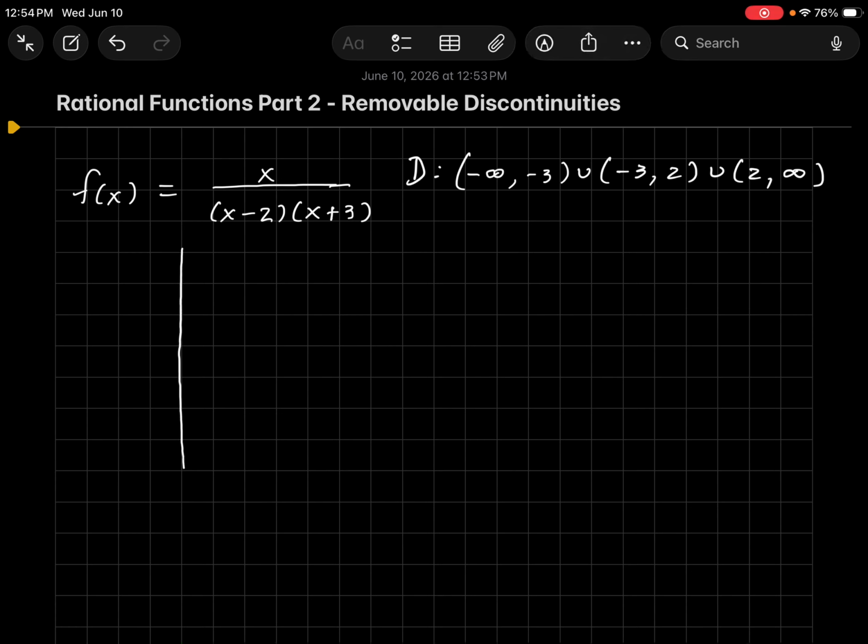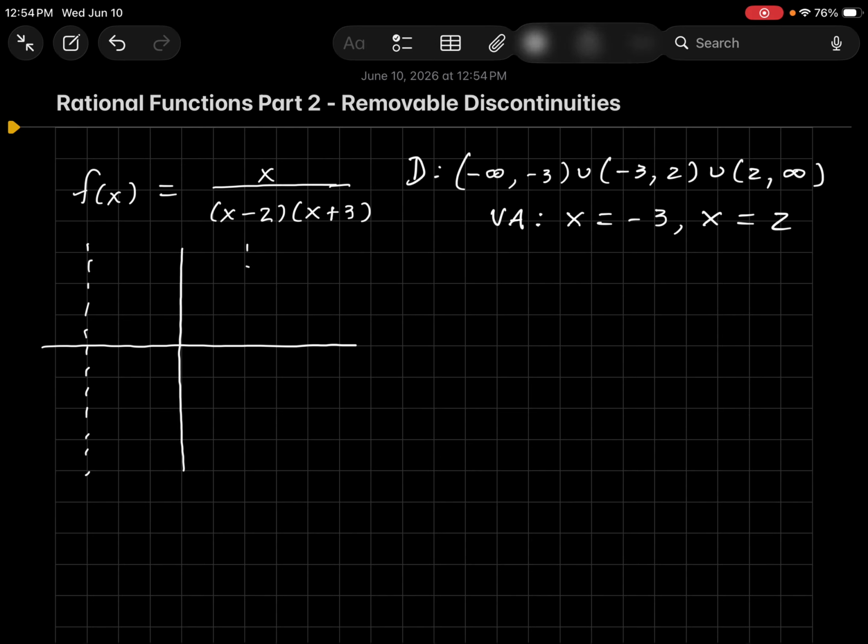Now let's plot our vertical asymptotes. We have our vertical asymptotes, which I'm going to call VA, at x equals negative 3 and x equals 2. So we'll put them in here.